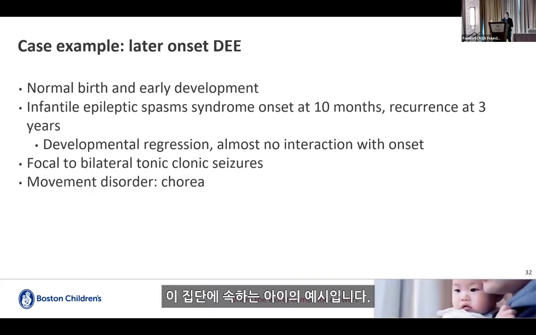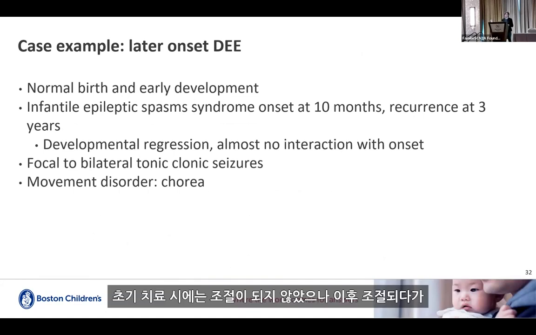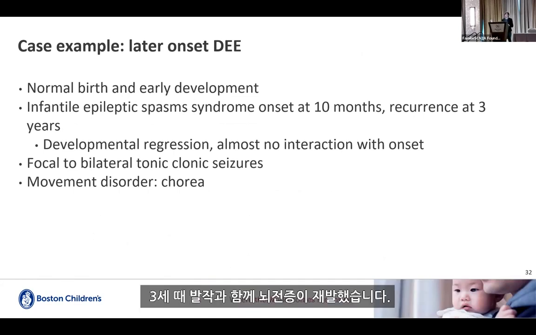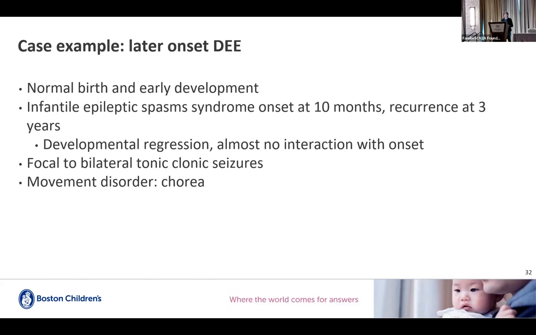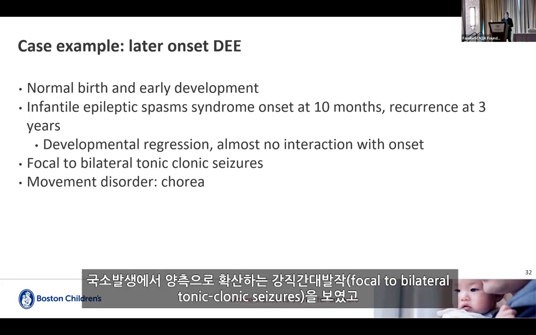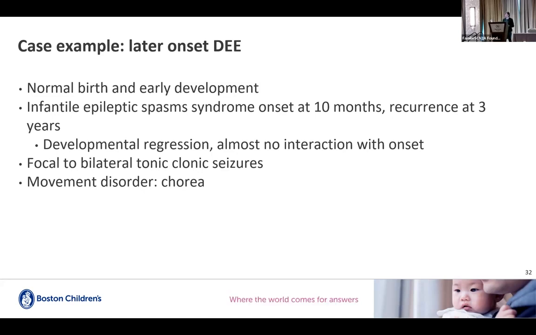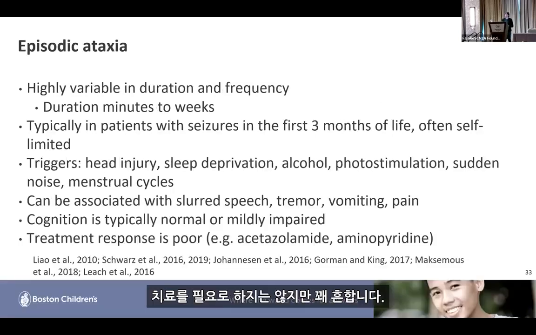So just an example of a kiddo who falls in this group: normal birth and development, had onset of infantile epileptic spasm syndrome at 10 months of age, not controlled on the initial treatment, but was eventually controlled and then recurred with spasms again at 3 years of age. She had developmental regression with the onset of those initial spasms and never fully recovered those initial skills. And later has more focal to bilateral tonic-clonic seizures or focal seizures, and has chorea as a movement disorder that isn't requiring treatment, but is fairly common.